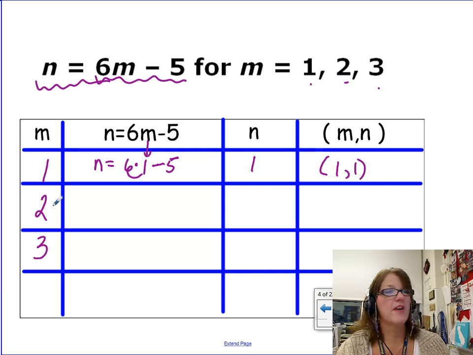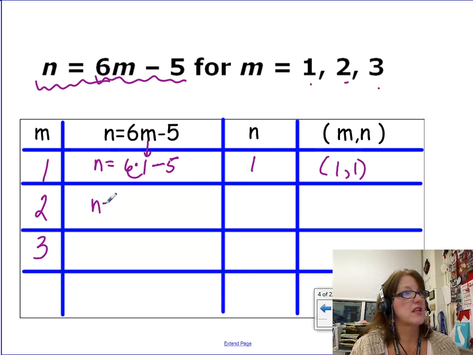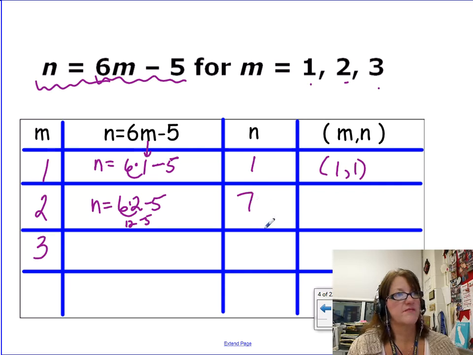Next one, now evaluate for m is 2. So we say n equals 6 times 2 minus 5. So you say to yourself, all right, that's 12, and 12 minus 5 equals 7. All right, so my ordered pair, when I plug in a 2 for m, I get a 7 for n.